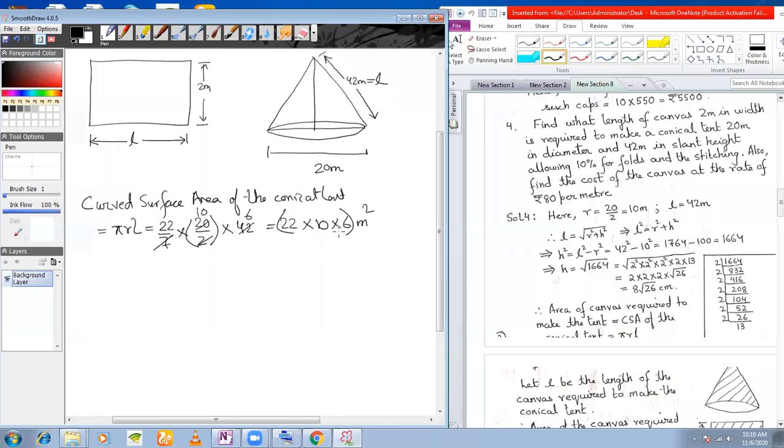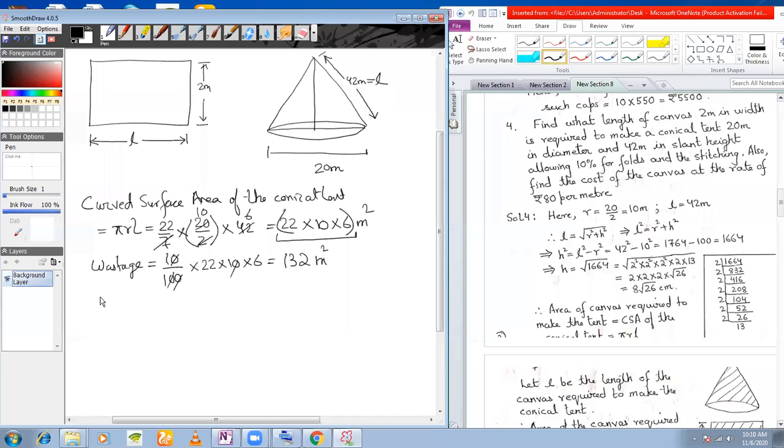But the problem here is that we not only require this, we are also wasting 10%. So what is the wastage here? Wastage here is 10% of the cloth that we are using to make the tent. So 10% is being wasted. This comes to 132 meter square. So this much cloth is being wasted.